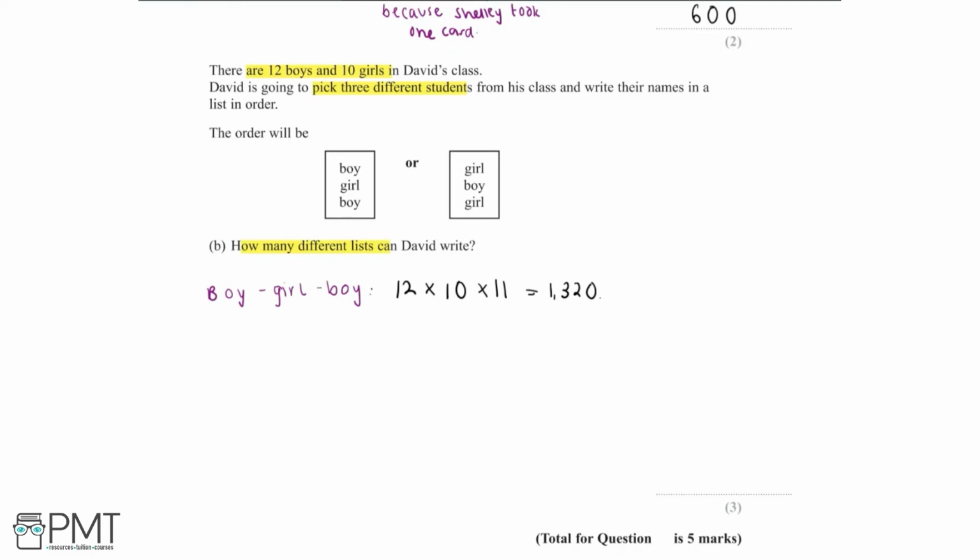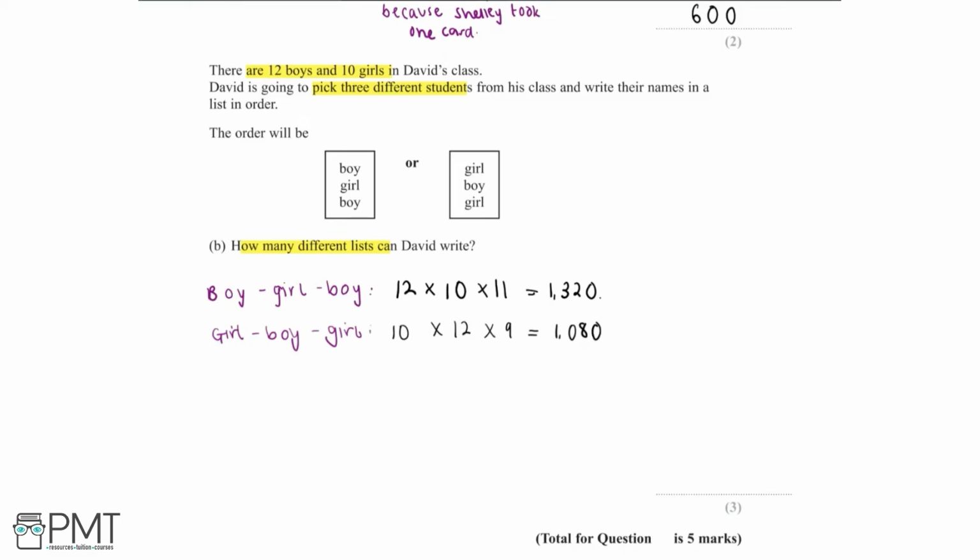Now let's do the girl-boy-girl combination. So we start off with 10 girls. Then we have 12 boys. And then there are 9 girls remaining, since we've already chosen one at the beginning. And so multiplying 12 and 10 and 9 together, we'll get an answer of 1,080.